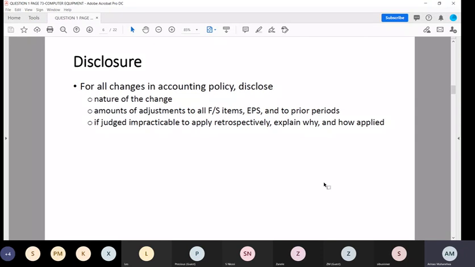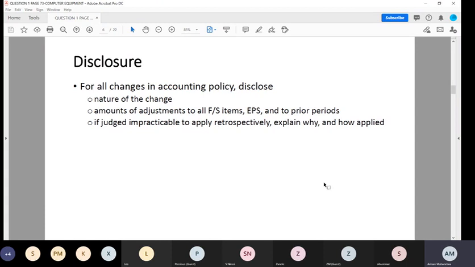Then the last part, how should we disclose the change in accounting policy? You should be able to disclose the nature of the change. What does this mean? You must tell the users of the financial statements why there is a change. Why did you change your accounting policy? We will see when we go to the note today. Even on Monday, we did the same thing. Why did you change it? So you should be able to tell the users.